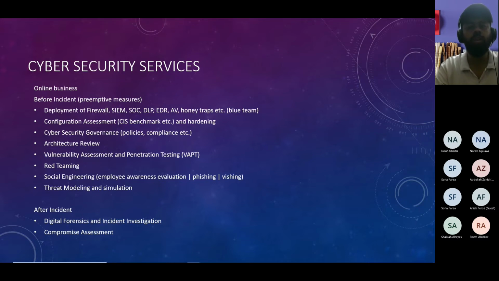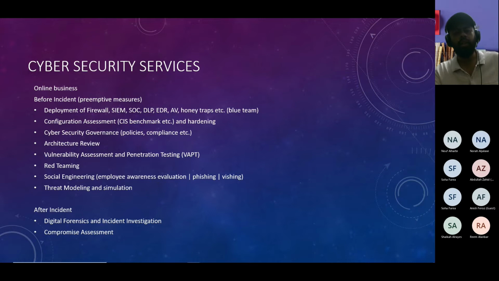This is just to give you an overview, then we will move into VAPT, and then we will go to a specific service. Before the incident, you are the business owner, you have an online bank, and the customers have the website and the application, and you are worried about hacking, cyber risk, and all that. So you can adopt these services. The first service is deployment of firewall, SIEM, SOC, DLP, EDR, AV, honey traps, etc.